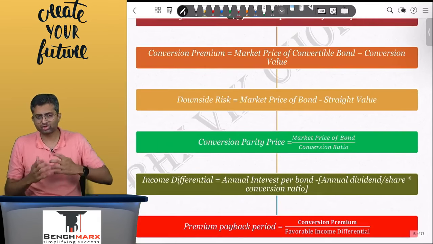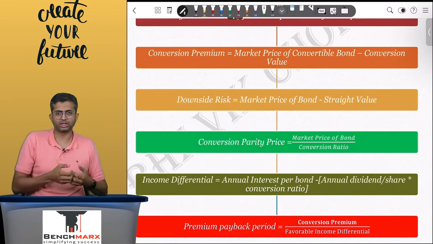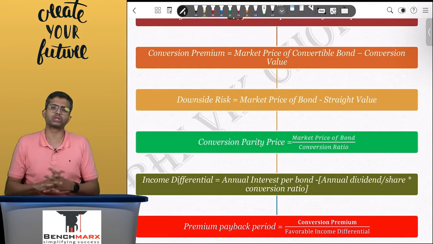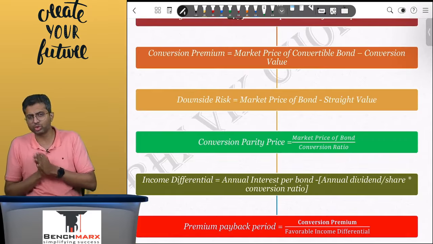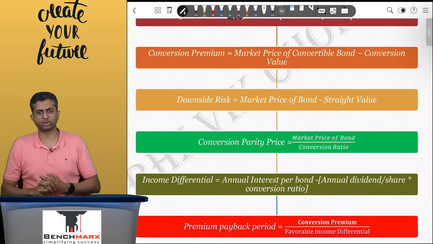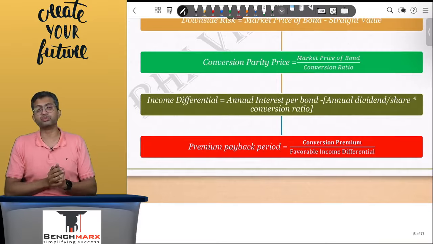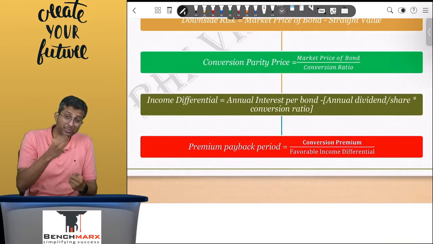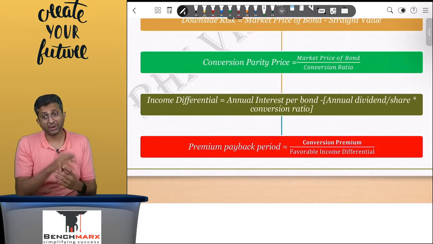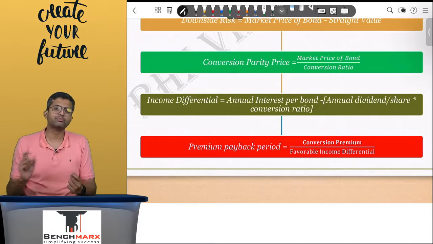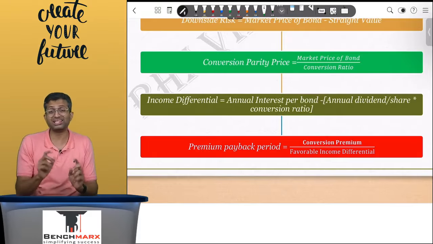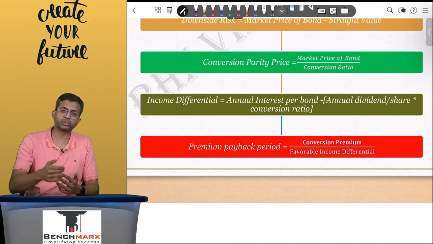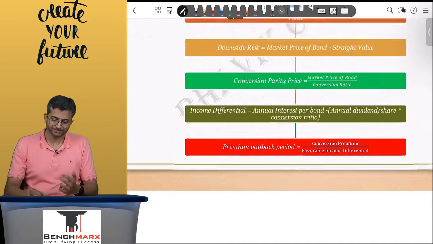Then there is income differential, that is, the income that you will be earning if the bond continues as a bond minus the income if it was converted into shares. So how much additional income are you earning as a bond as compared to a share, and this will help you in calculating the premium payback period, which is the conversion premium upon the favorable income differential. You are paying a premium to acquire a convertible bond, but at the same time you are getting additional income because the bond gives you more interest than a share, in which case how many years will it take for the conversion premium to be recovered? This is the premium payback period.